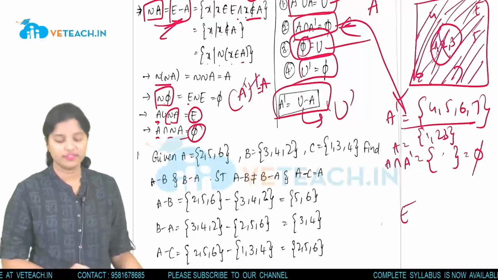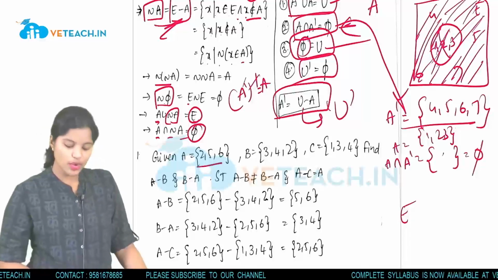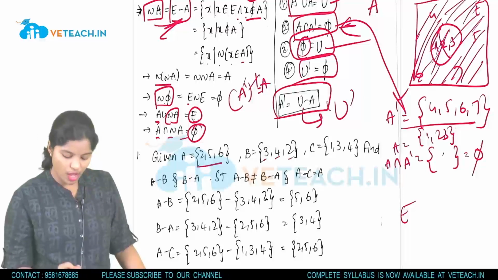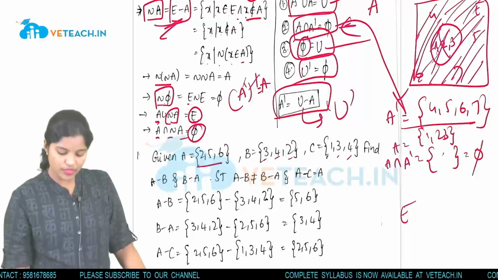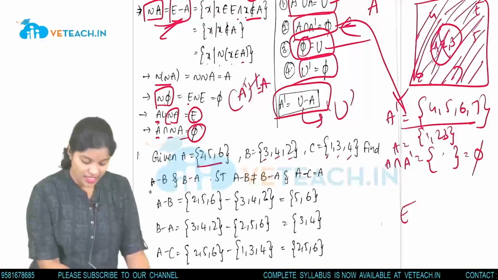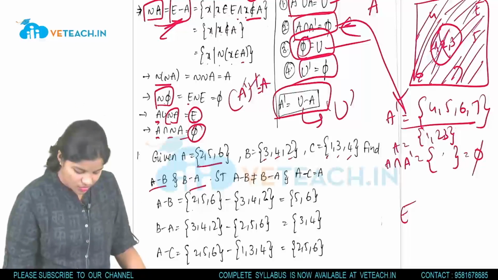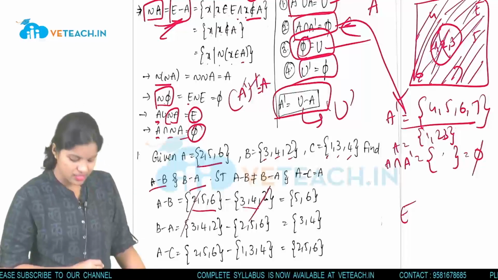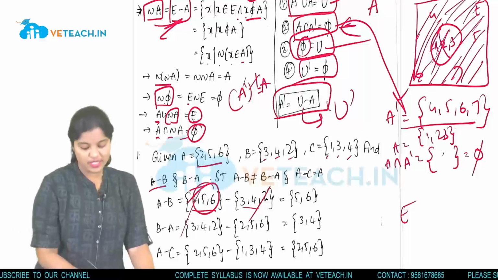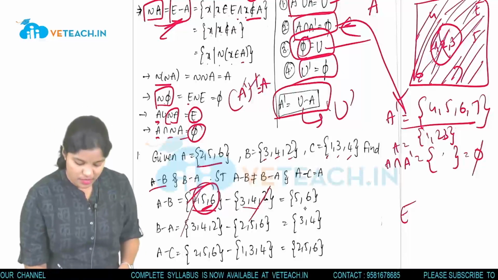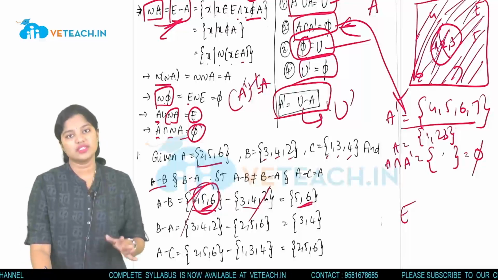Universal set itself. Given A is equal to 2, 5, 6, B equal to 3, 4, 2, C equal to 1, 3, 4. Find A minus B, B minus A. What is A minus B? Now strike off the common elements which are present. What are the elements present in the first set itself? Those only write in the answer. So what are the elements present? 5 and 6. So write down 5, 6 only.